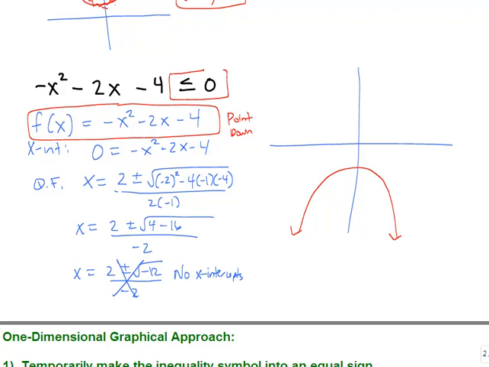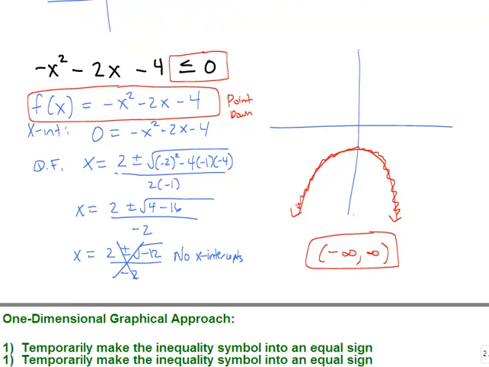Looking at the inequality symbol, we're asked, where is this less than or equal to 0? So where is this parabola below the x-axis? And in this case, all of these points are below the x-axis, so every point works. So what do we write for our final answer? All real numbers. Okay? So that's the two-dimensional approach. It's a fairly quick method to use if you are working with quadratic inequalities.